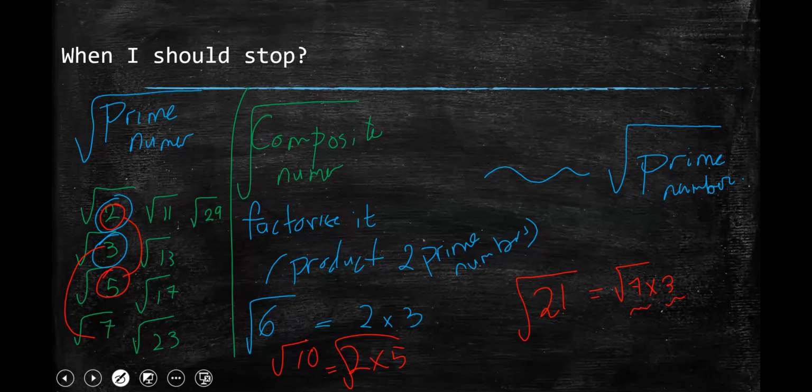What else can I say? Like square root of 14, as an example. 14 is 7 times 2, and both of them are prime numbers. So where should I stop? I must stop at any prime number or at any composite number, but this composite number must be a product of two prime numbers.